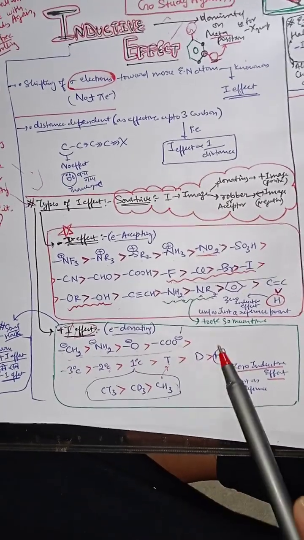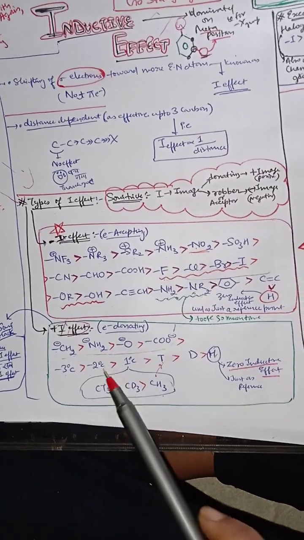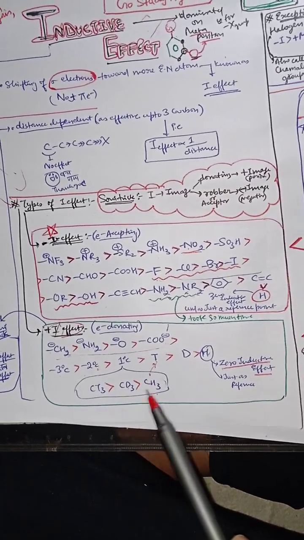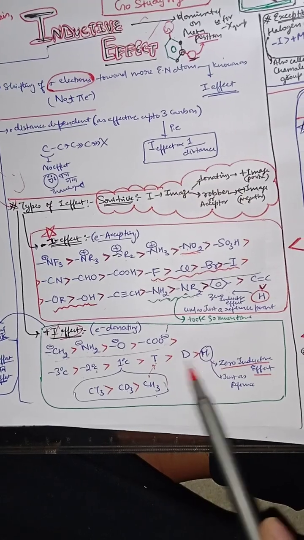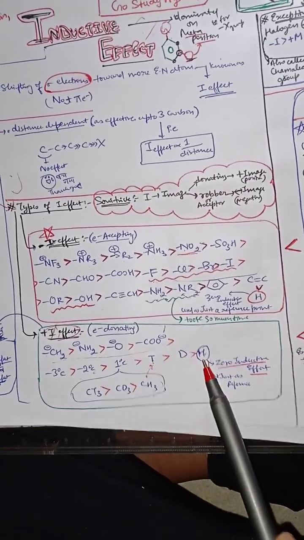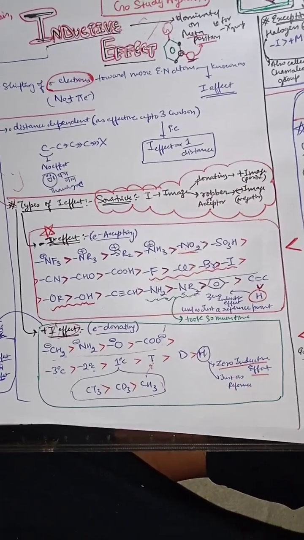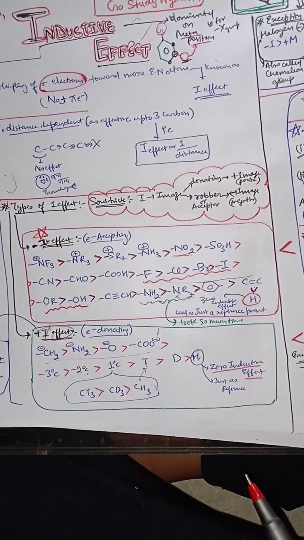This is the charge one. Then more than tertiary carbon, more than secondary carbon, more than primary carbon. Here you can see this order is similar to the isotopes order. So that is tritium more than deuterium more than hydrogen. So the hydrogen has zero inductive effect. It does not show any kind of inductive effect.